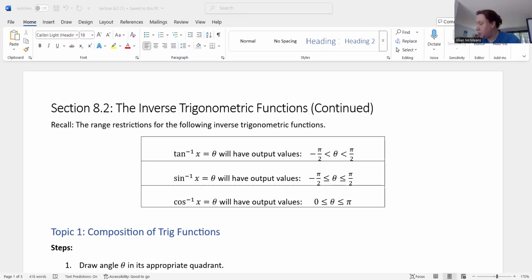In section 8.2, we are going to continue our talk about the inverse trigonometric functions. In 8.1, we talked about inverse sine, inverse cosine, and inverse tangent.